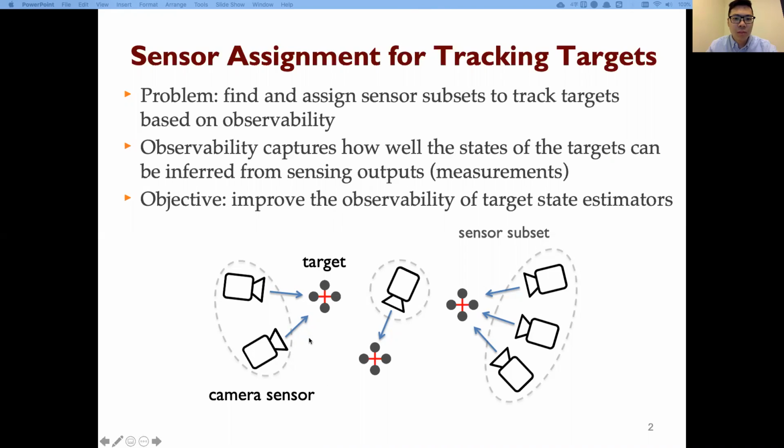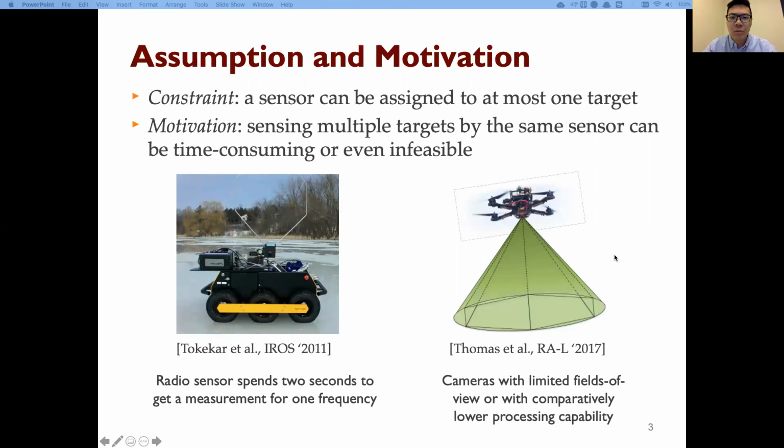As you can see from this example, each sensor can be assigned to at most one target, but multiple sensors can be assigned to track the same target. So this models N-to-1 assignment constraint. This constraint is motivated by the scenarios where sensing multiple targets by the same sensor can be time-consuming or even impossible. For example, it takes the radio sensor 2 seconds to get a measurement for one specific frequency. So tracking multiple targets by the same sensor can be time-consuming.